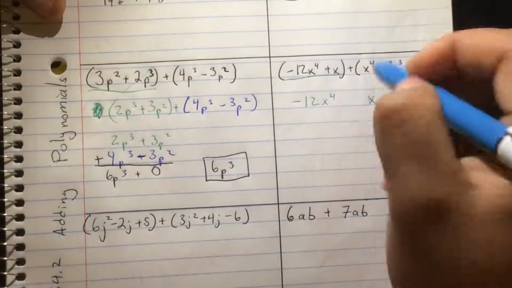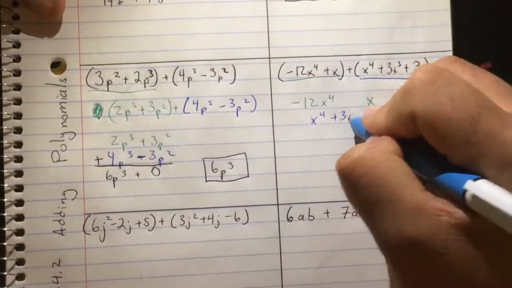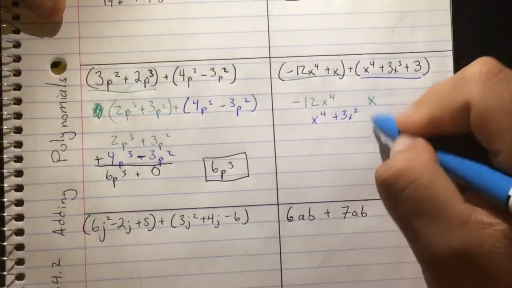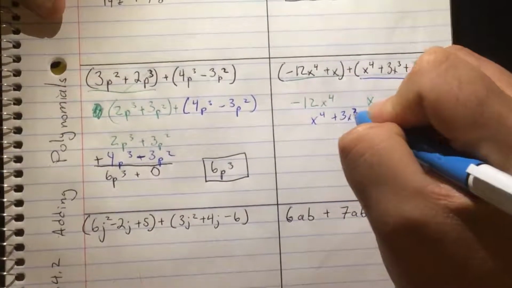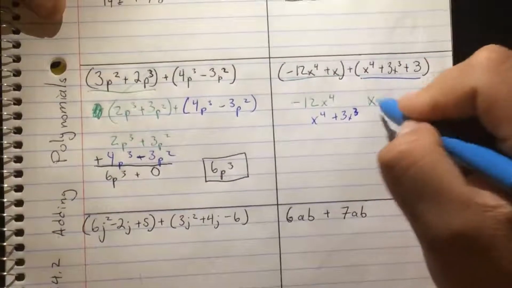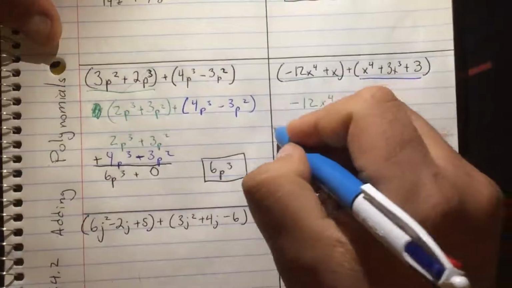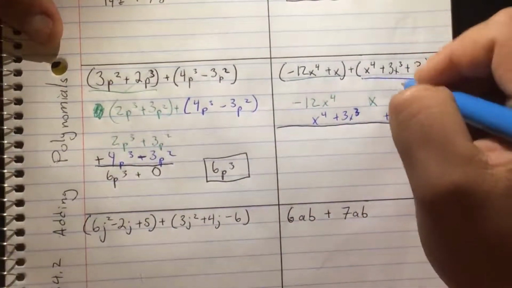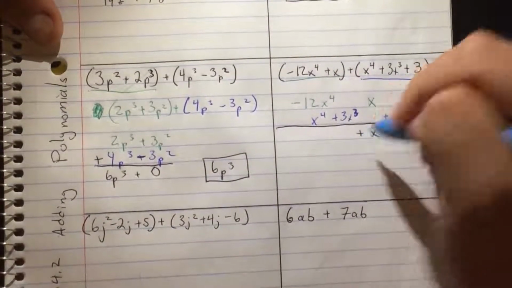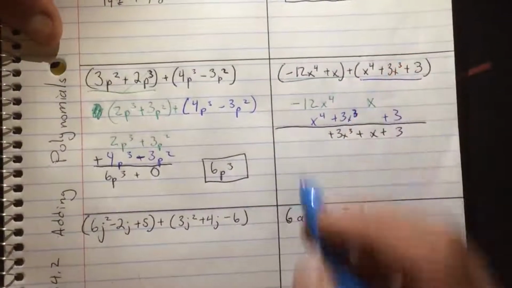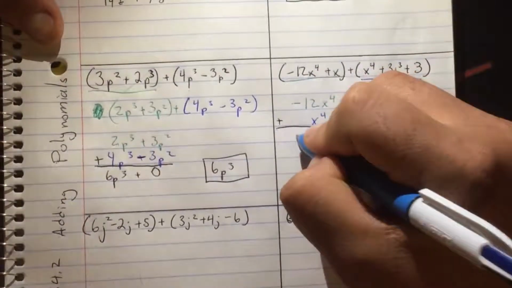Then we're going to go in blue. And we're going to have x to the 4th plus 3x squared. There's no x cubed here. There's no x squared here or there, so we'll leave that, and then plus 3. And then we're going to draw a line here. And we have our 3, our x, plus 3x cubed, and then our negative 12x to the 4th plus x to the 4th would give us a negative 11x to the 4th.